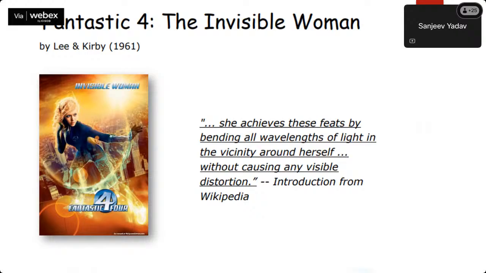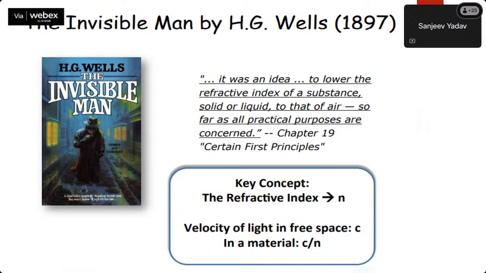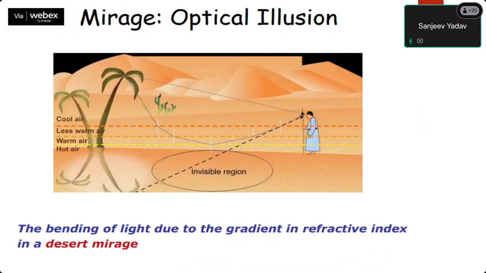Everywhere the electromagnetic properties or mathematical properties are being used. This is again the Invisible Man by H.G. Wells. The concept is again the same: change in the refractive index, velocity of light in free space, and by using these properties we can go for the mu and epsilon. Everywhere it is the principle.